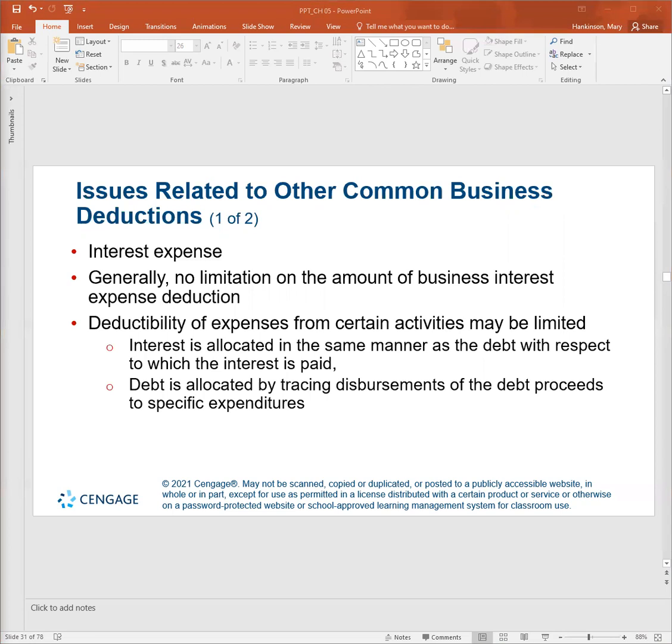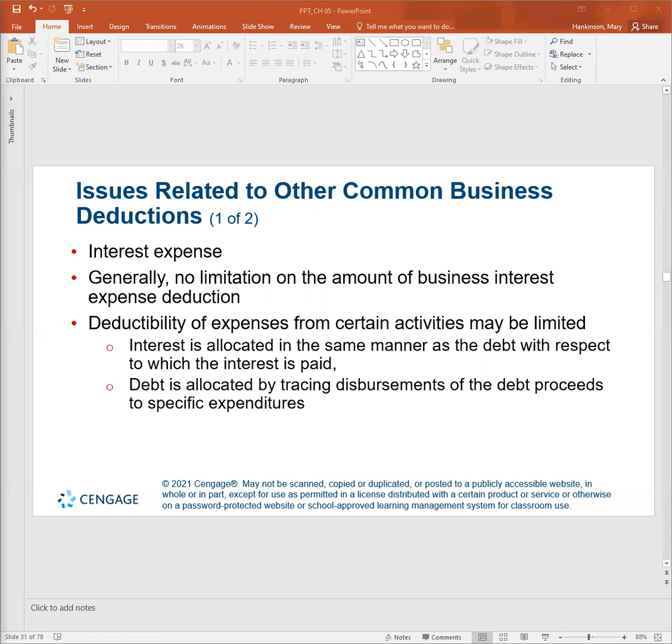All right, so issues related to other common business deductions. In addition to the provisions discussed earlier, a variety of other expenses are subject to special rules and limitations. Two of the more commonly encountered expenditures are interest expense. Generally, taxpayers other than large businesses are not limited in the amount of business interest expense they may deduct. However, the deductibility of interest from certain other activities may be limited. Further, deductibility of interest by individuals depends on the activity to which the interest relates.